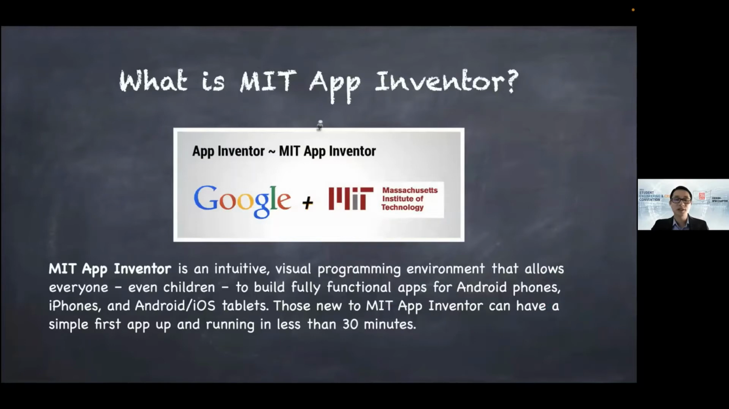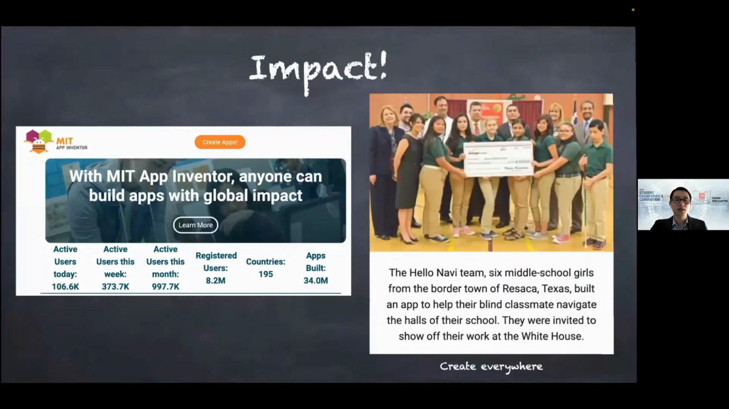So you may wonder, what is the MIT App Inventor? I will start there. MIT App Inventor is co-developed by Google and MIT, and is an intuitive and visual programming environment. It allows everyone, even children, to build fully functional apps for your Android phones, iPhones, or tablets. You can build an app without any previous programming background in less than 30 minutes. And it has a very good community and huge impact around the world.